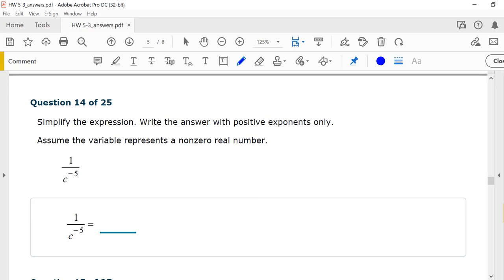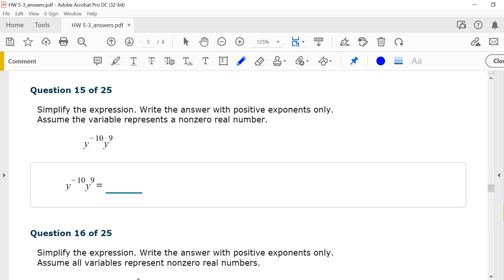Number 14. Oh, they have a negative 5 exponent in the denominator. How do you get rid of that negative exponent? I'm going to move it up top and have c to the positive 5. And what's left in the bottom is just 1, so we don't need it. So that becomes just c to the positive 5.